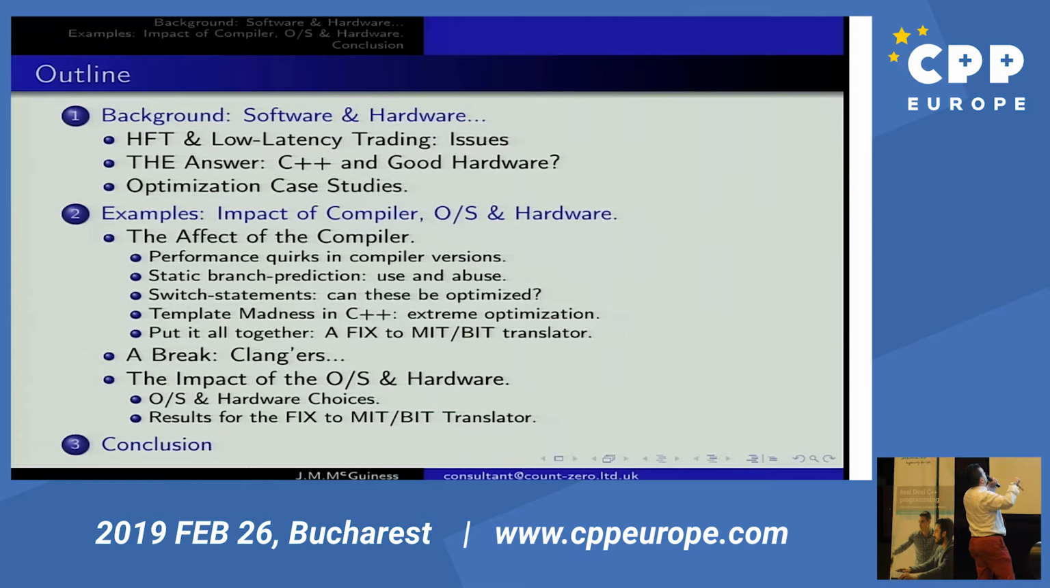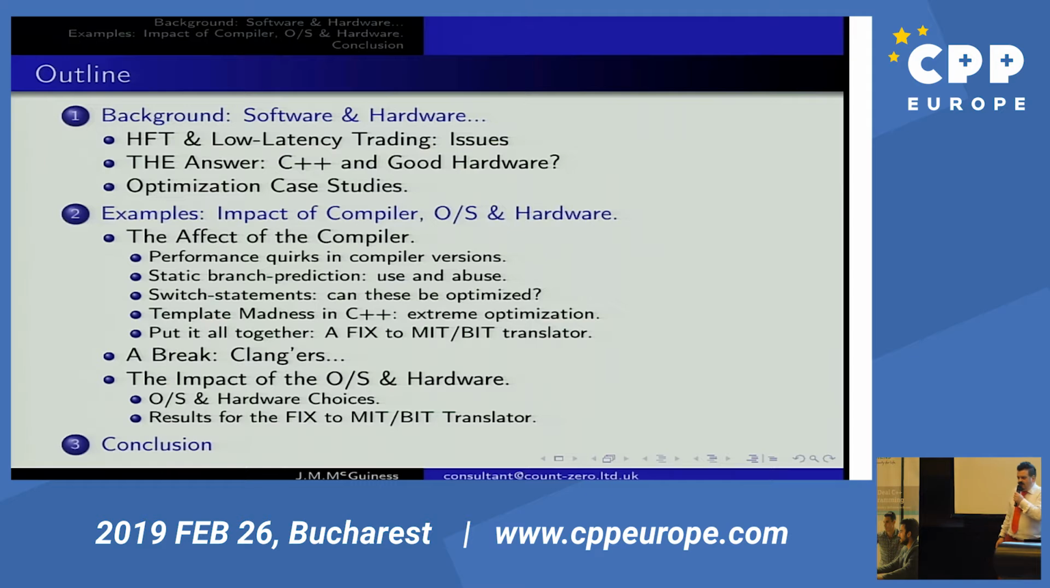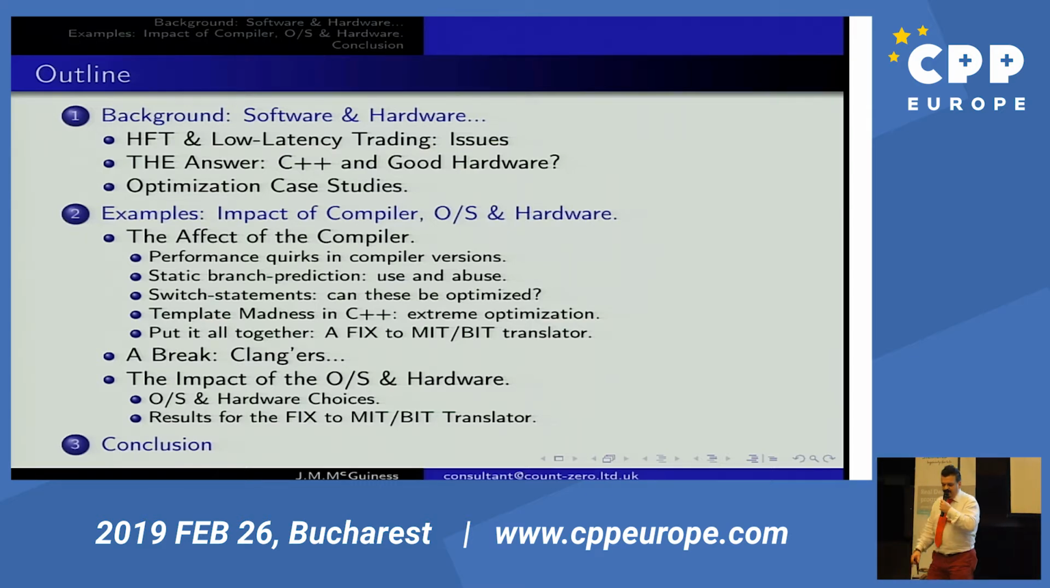Then we're going to look at different compilers, take a little bit of a break, because we've all been talking, well, why not just compile with a different compiler? Surely that's going to be easy. Yeah, no, it isn't. We'll have a look at that. And then we've all heard about this thing called Spectre and Meltdown. Well, what about the impact of the hardware? Which do we get the most bang for our buck?